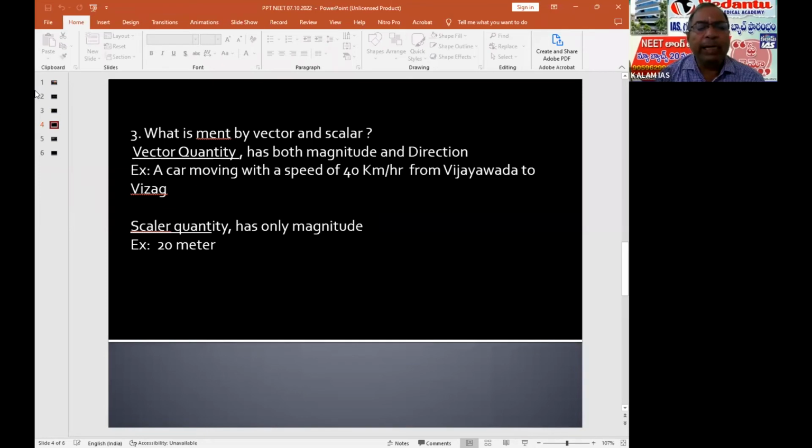Now a scalar quantity has only magnitude, no direction. For example, let us see the example 20 meters. 20 meters is only magnitude, that is a number. It doesn't have any direction. So it is a scalar quantity.